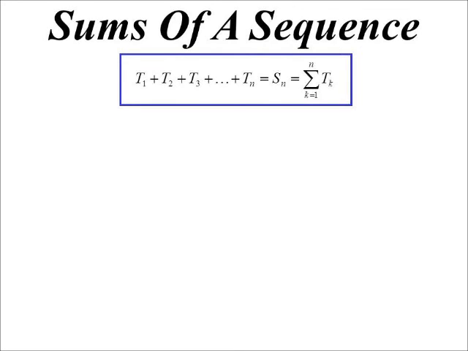So the sums of a sequence, remember that actually is what a series is. A series is when we sum all the terms in a sequence. So a bit of notation. If we were to add the first term, the second term, and so on, up to the nth term, we know the S notation that, okay, Sn would represent that sum.